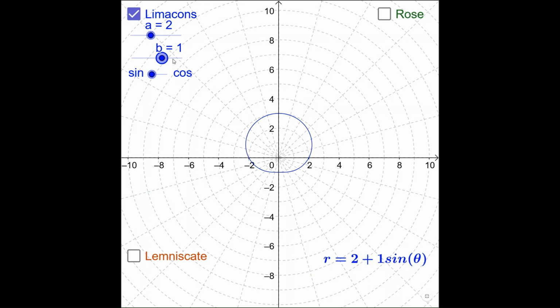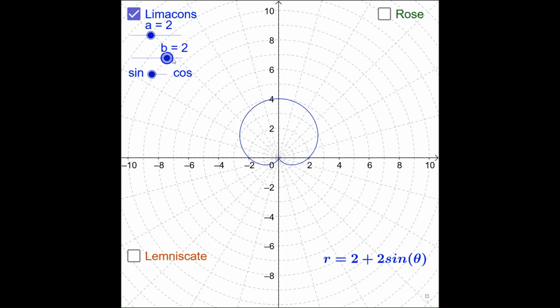So the three graphs that we have for limaçons are the inner loop, the cardioid, and the dimple. We get the inner loop if the A value is smaller. We get a cardioid if the A and the B are equal to each other, and we get the dimple if the A value is bigger. So again, inner loop, A value is smaller; cardioid, they're equal; dimple, A is bigger.